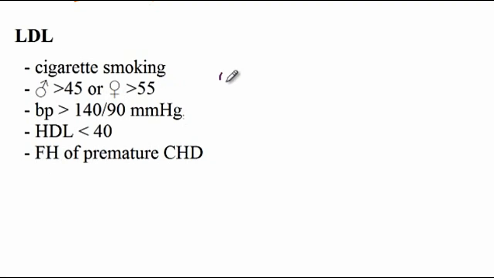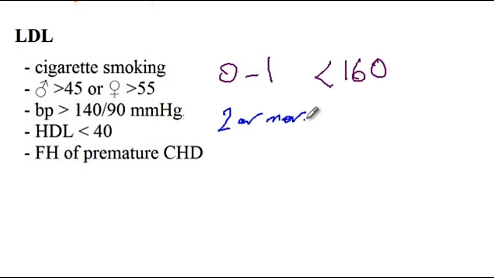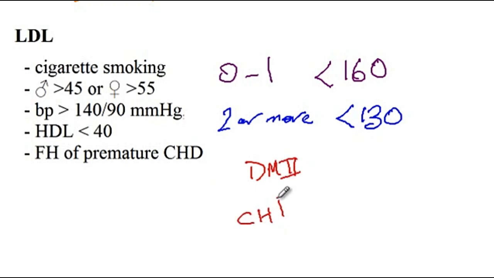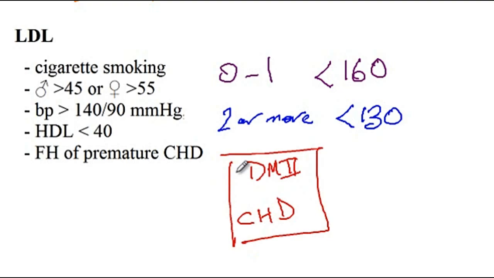Now, if there are 0 to 1 risk factors of the ones that are listed here, then the goal is to keep the LDL below 160. If there are 2 or more risk factors, then the goal is LDL of less than 130. And then if the patient has either diabetes mellitus type 2 or coronary heart disease, so if the patient himself or herself has these conditions, then the goal is LDL of less than 100.